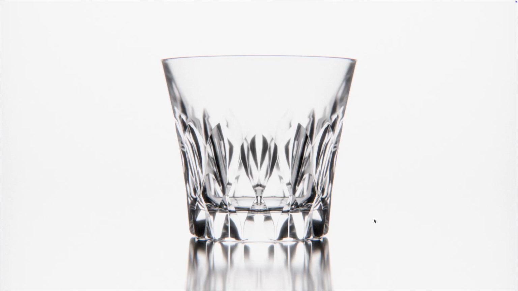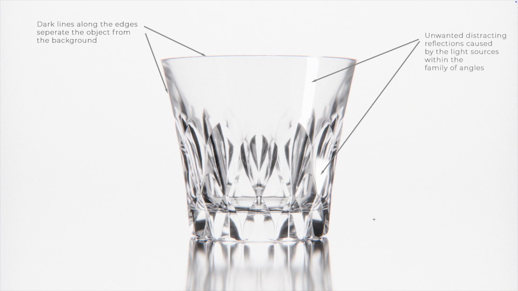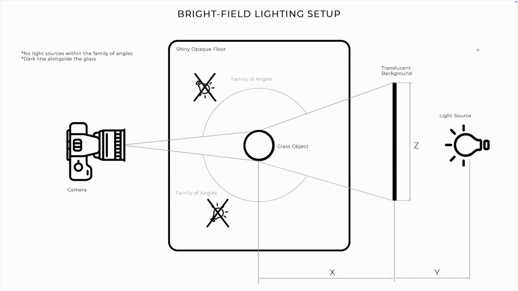To produce a pleasing and clearly visible gloss render, we need to achieve two main goals. The first one is to create dark lines along the edges, so we separate the object from the background. The second one is to eliminate unwanted, distracting reflections. In order to achieve these two goals, we use bright field lighting setup.